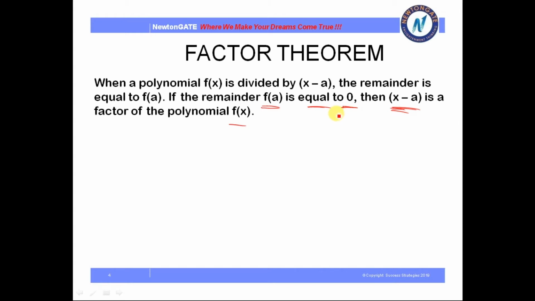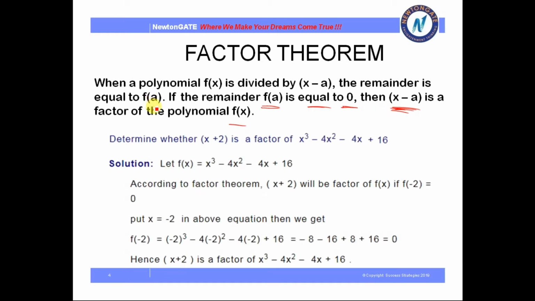So if we have a value of f(a) other than 0, then we say that the remainder is the value of f(a), and if the remainder's value is equal to 0, then we say that our divisor is a factor of the polynomial. Let's see an example and it will be more clear.